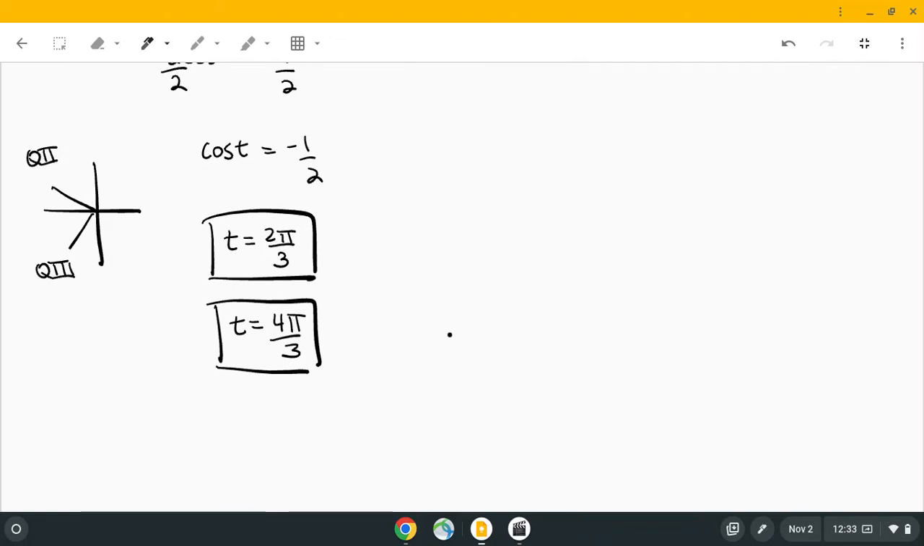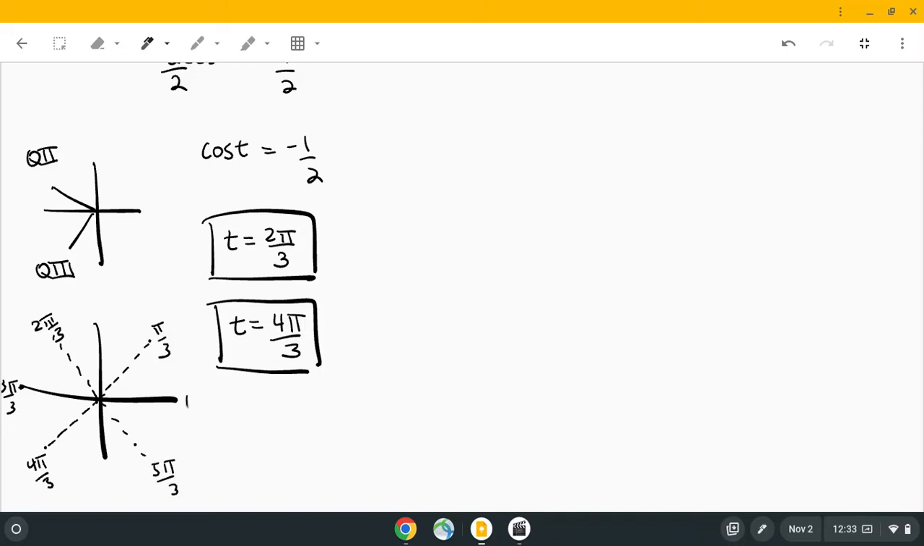So how do I know that? It's because the circle is cut into thirds. So like here's 1/3, 2/3. Over here's 3/3. That's 4/3. So this is pi over 3, 2 pi over 3, 3 pi over 3, which is pi, and 4 pi over 3, 5 pi over 3, and 6 pi over 3, which is 2 pi.